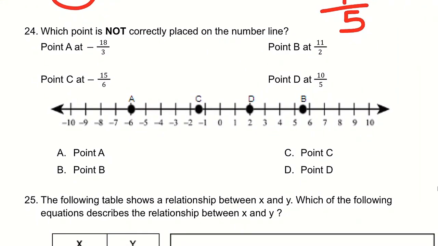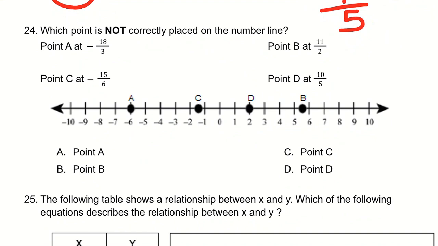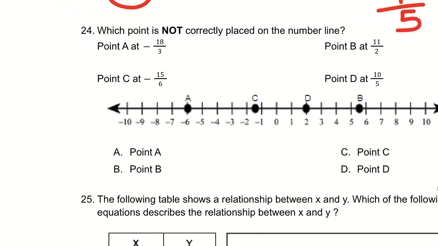All right, next, 24. Which point is not correctly placed on the number line? Point A, negative 18 thirds. Uh-oh, improper fraction. Simplify. That line means divide. So 18 divided by 3 is 6, and it's negative. I'm going to go check point A. Maybe it's it. No, it's correct. Darn it.